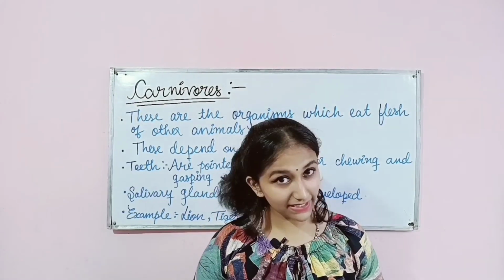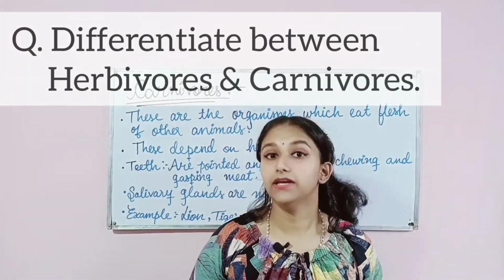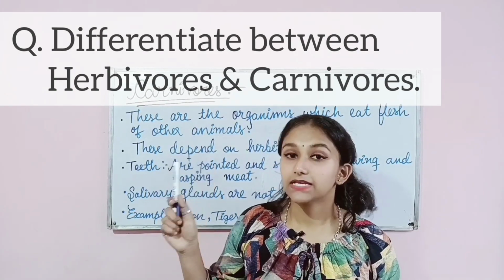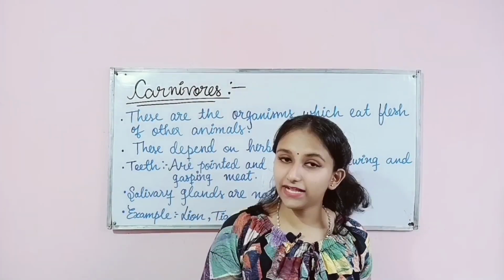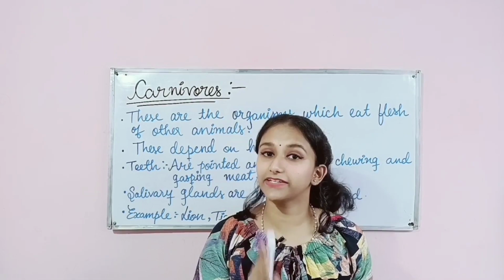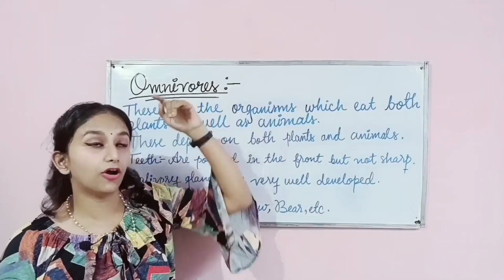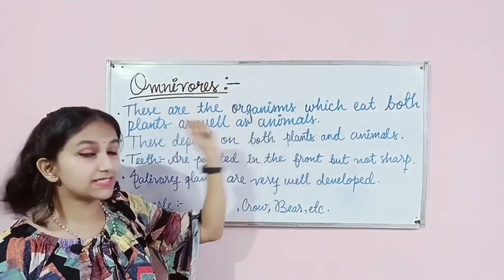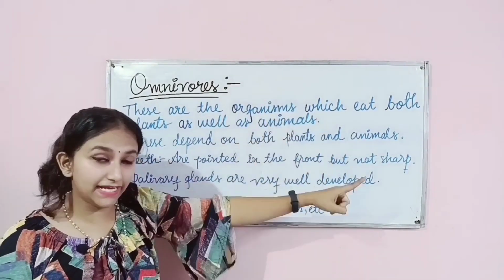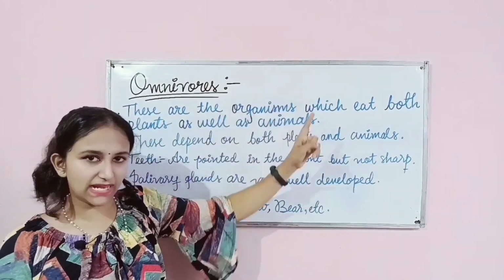In exams, you might get a question where you have to differentiate between herbivorous and carnivorous. So these 5 points will help you differentiate between both the animals clearly, and you will get full marks in this question. Omnivorous organisms. These are the organisms that eat both plants as well as animals.